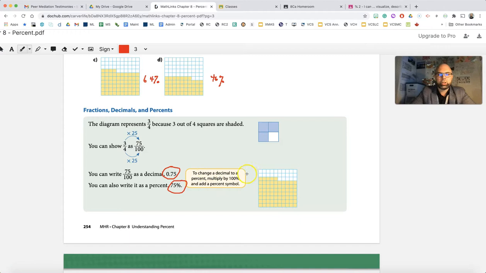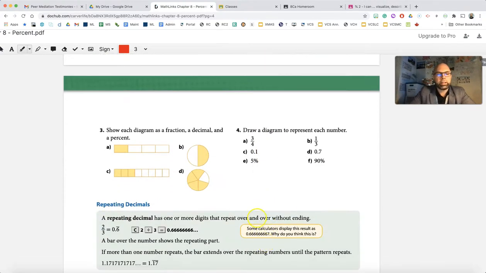Notice the little hack here: to change a decimal to a percent, multiply by 100% and add a percent symbol. Well, yes, technically that works, but again, anything you see, these first two spots after the decimal are always going to represent a percent out of 100. And so whatever is there, if we've got 0.01, that's going to equal 1%. All right, we'll come back to that idea later.